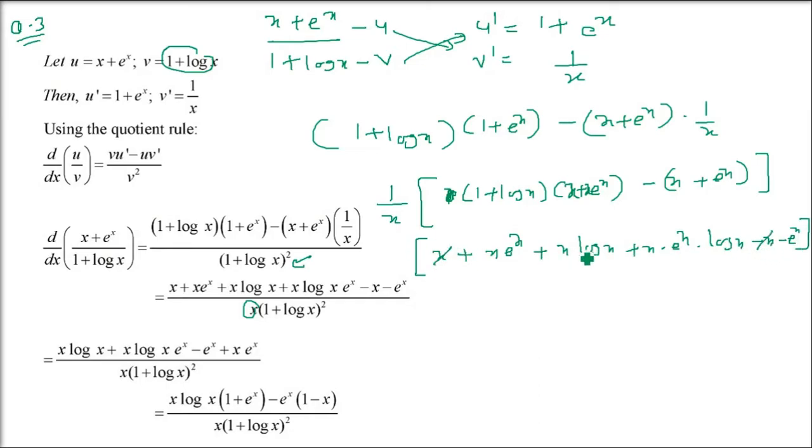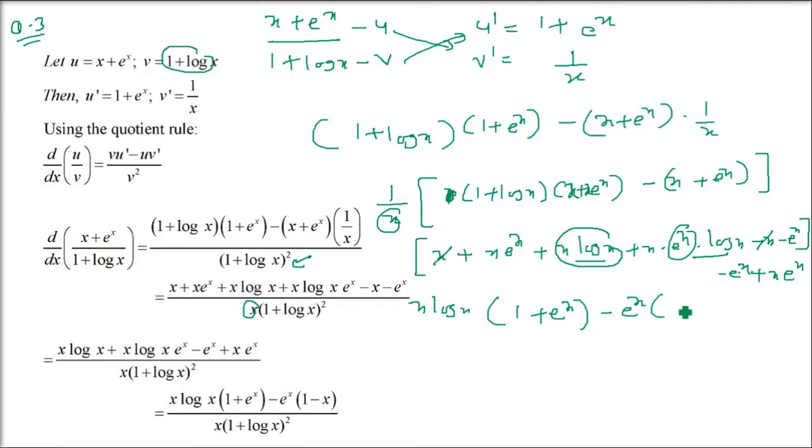So x gets cancelled. From here you can take x log x common. So 1 by x was already there. So x log x you have taken, only e raised x will come. Then you have x minus e raised x plus x e raised x. So you can take e raised x common, you can take minus also. When you take minus e raised x common, this will be 1 and minus, so only x minus 1 basically. And because minus we have taken, it will be 1 minus x.